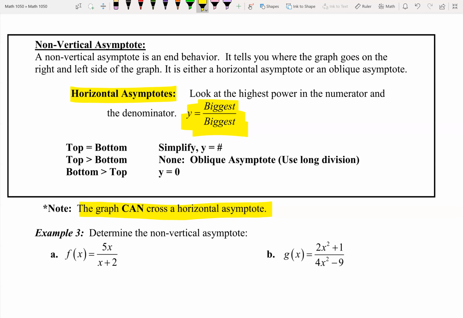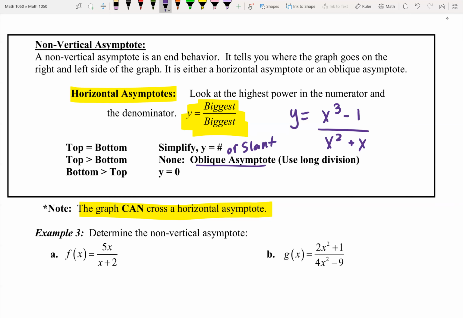So you're going to take the biggest exponent over the biggest exponent. For example, if we had y equals x to the third minus 1 over x to the second plus x, the biggest exponent on the top is a 3. The biggest exponent on the bottom is a 2. The top is bigger. So if the top is bigger than the bottom, there is no horizontal asymptote, and it's actually an oblique. Right there by oblique, I want you to put or slant.